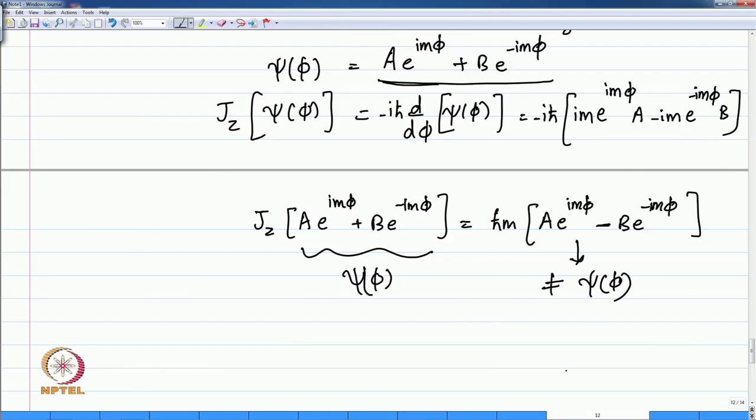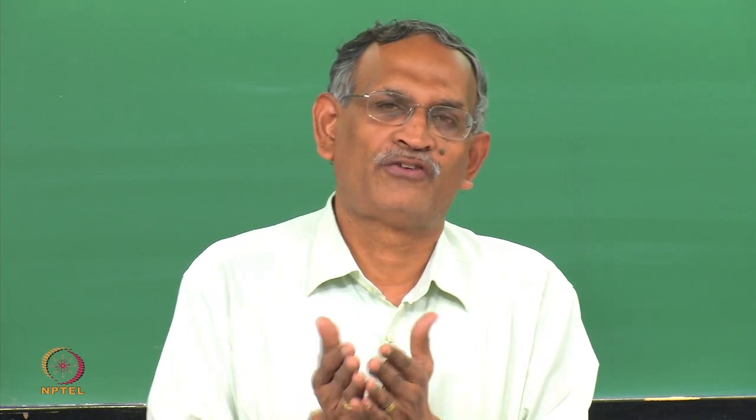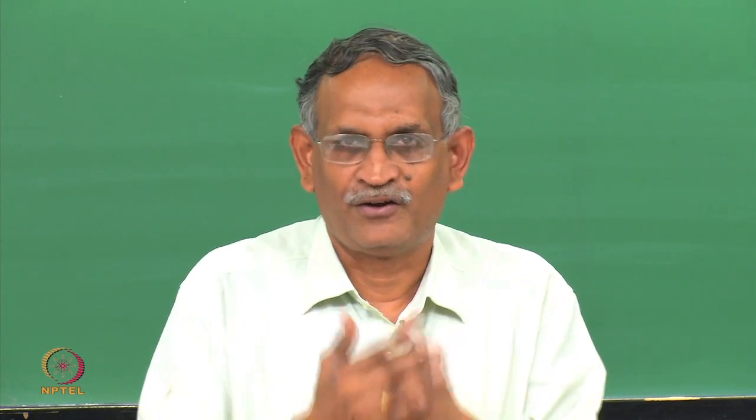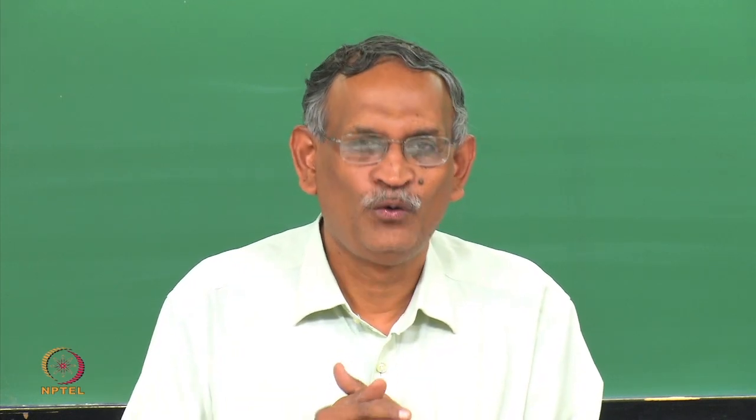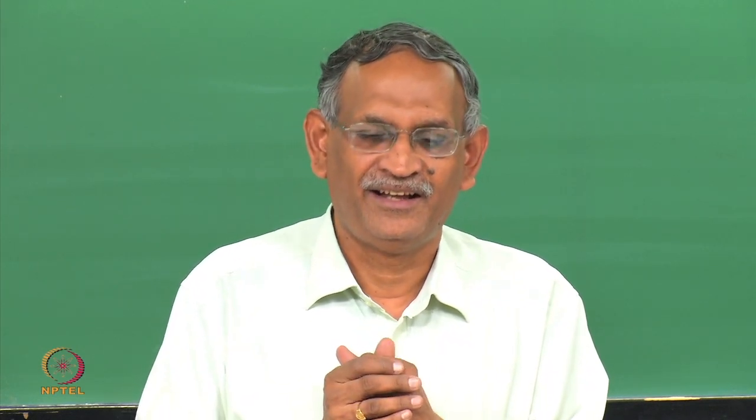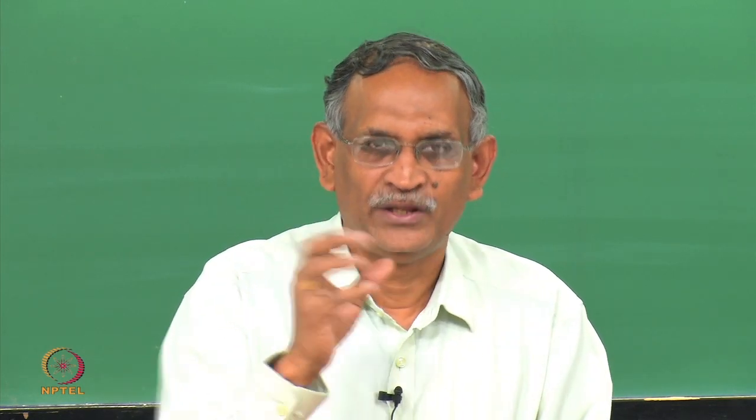The probability here is a problem because psi star psi is constant, is 1. Therefore, it's 1 by root 2 pi, and the probability of finding the particle on a circle in any region is precisely proportional to that region, and it's a constant. It does not vary like what you have for a particle in a box.